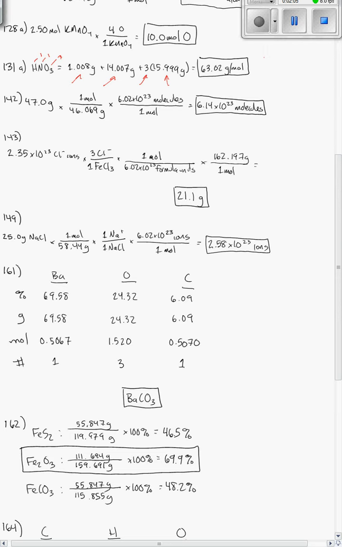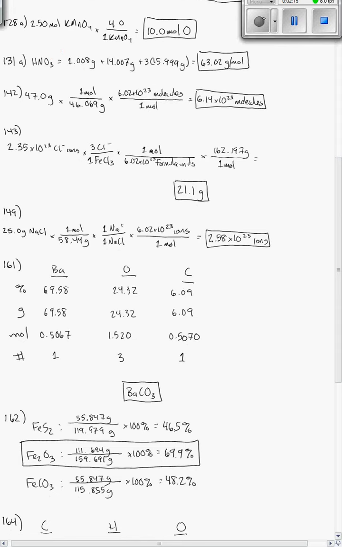And this molar mass is important because we can use that as a conversion factor for going back and forth between grams of a compound and moles of a compound instead of just working with individual elements. And that's exactly what we do in number 142 here. So number 142, you want to determine the number of molecules of ethanol, which has a chemical formula of C2H5OH, in 47.0 grams of this stuff.